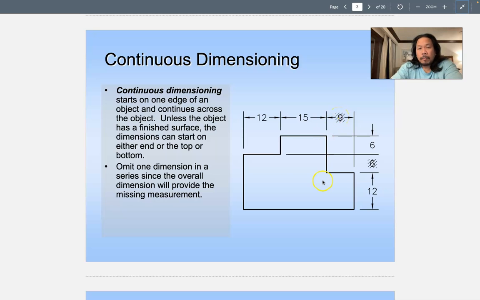Okay, and then if we look at the right side of this front view, you could actually see this one is 12, and then they dimensioned from the top edge to the edge below it is 6, and then the 6 in between shouldn't be used at all. Instead, there should be a total dimension for the height of this object. Okay, so it says here, omit or erase one dimension in a series, since the overall dimension will provide the missing measurement.